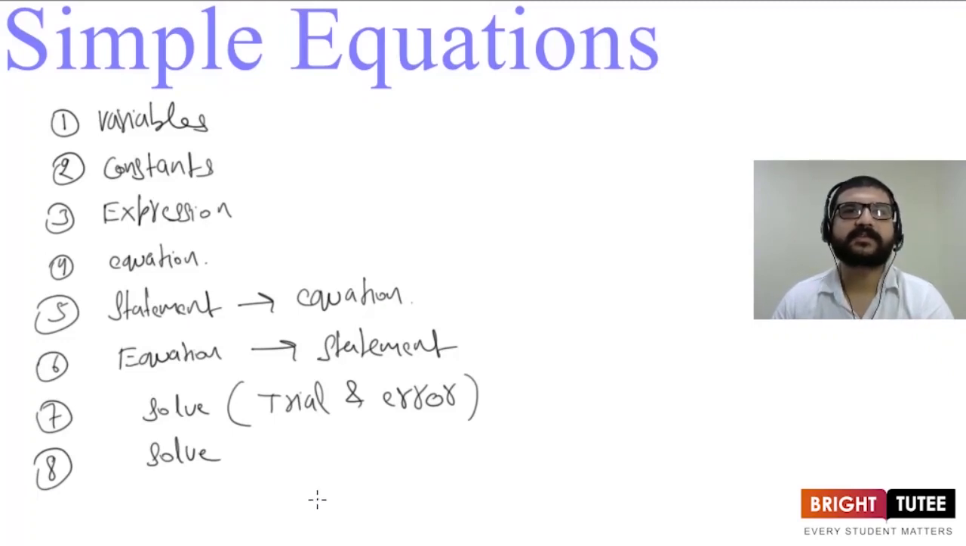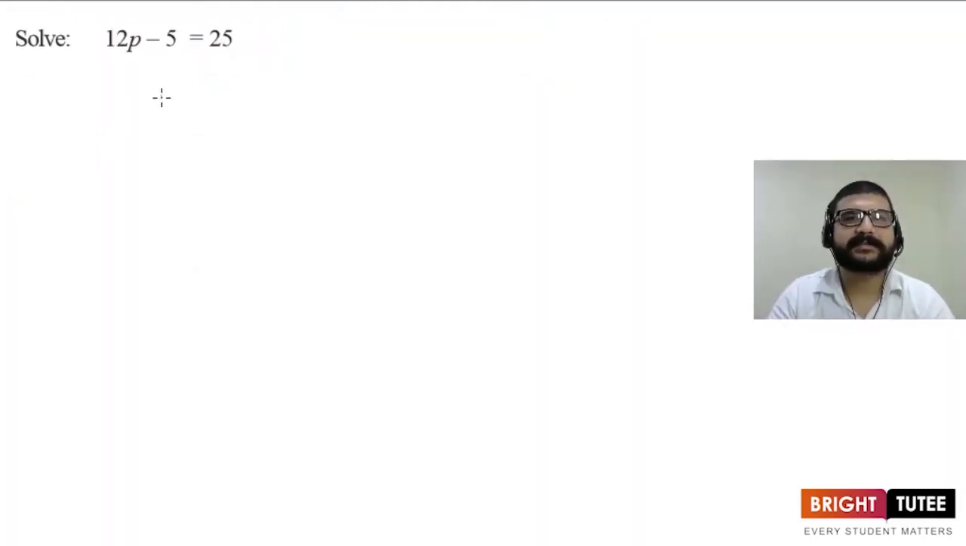Now in this video also we are going to see many more equations and we'll see how we can solve them. Now let's consider this example. Here the equation given is 12p minus 5 is equal to 25. We have to find the value of p from here. Now what we can do, to separate the variable, we can add 5 on both the sides.